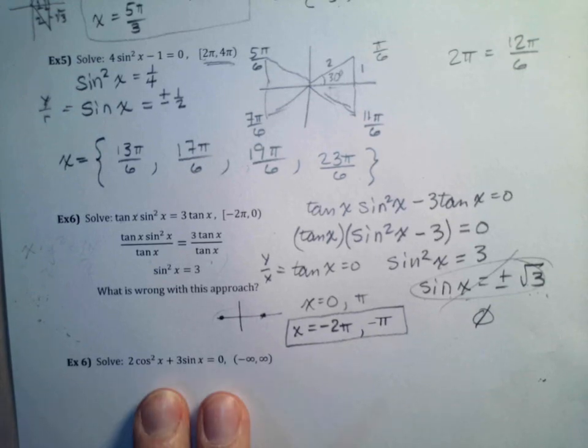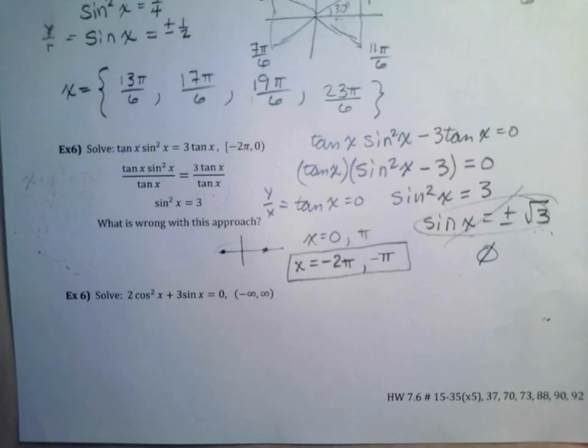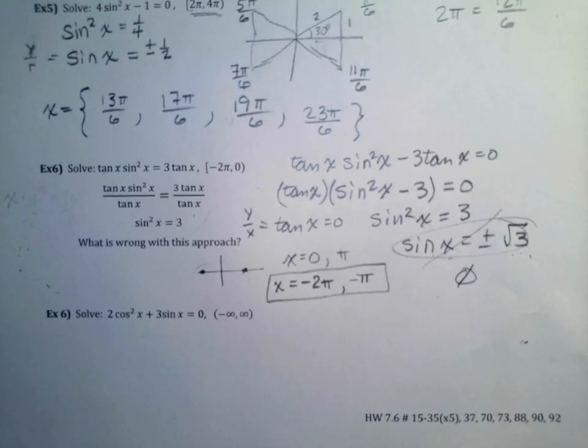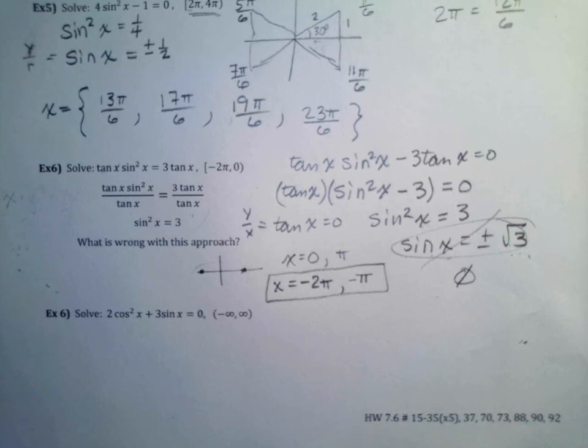All right, try number 6. I would say at this point, pause the video and try number 6 on your own. See what you can do with it. I might just suggest that you might try using some identities.